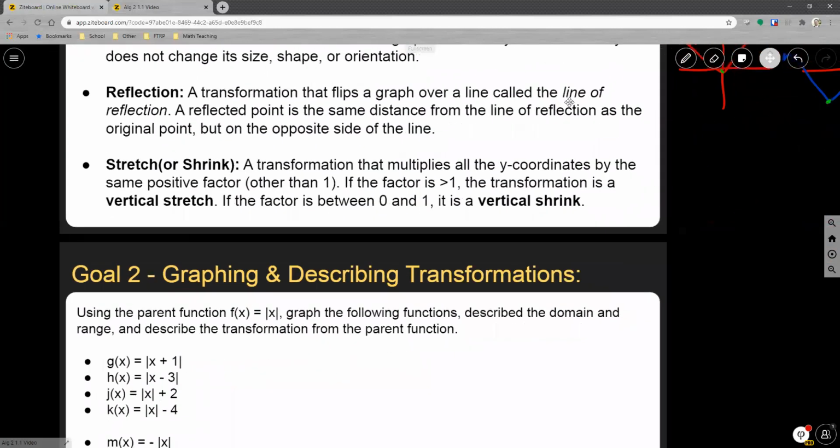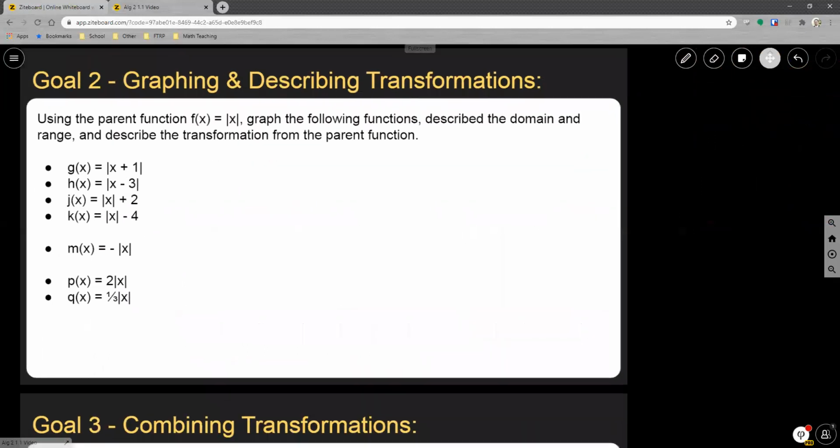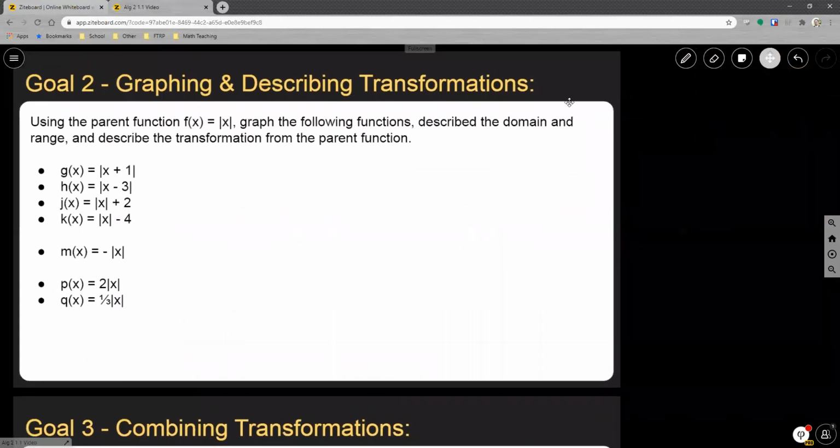All right. So our goal number 2 is graphing and describing transformations. There's a lot to this little section right here. We've got 7 different ones. We're going to try to get through them pretty quickly. So we're going to be using the parent function, f of x equals the absolute value of x. So the absolute value function. We know it looks like a v, so we can see that difference very easily.